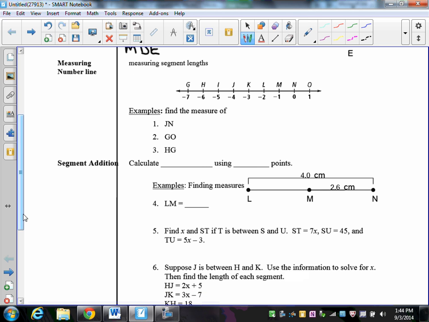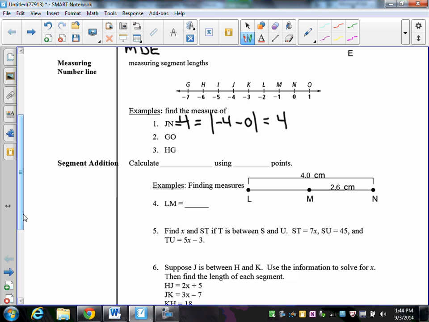So we can measure the number line. There's a couple different ways to do this. If I want to find JN, it's pretty easy just to count. I go 1, 2, 3, 4, and that's going to be my answer. So the measure of JN is going to be 4. If I wanted to do a little bit more work, I just need to subtract. So I take the absolute value of -4 minus 0, and that's just 4. So I get it both ways.